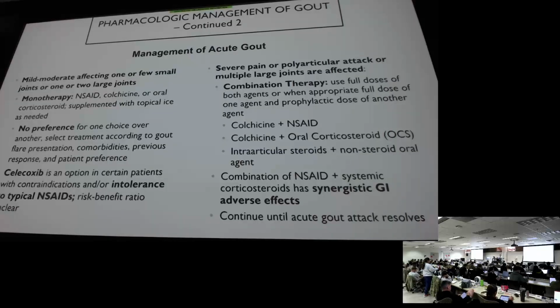So if you're going to combine these two, that's just a personal preference. It won't be on your test, but I would think of a PPI if I was going to combine colchicine with an NSAID or colchicine with a steroid or any of those combinations, right? Because all three medications that are our choices for the acute pain relief can have GI effects. And when you combine them, it's synergistic, as it says in bold on the slide. So it won't be on your test, but I would give a PPI for gut protection. And then you're going to keep them on the acute treatment, whether single drug or combination, until the acute attack resolves.